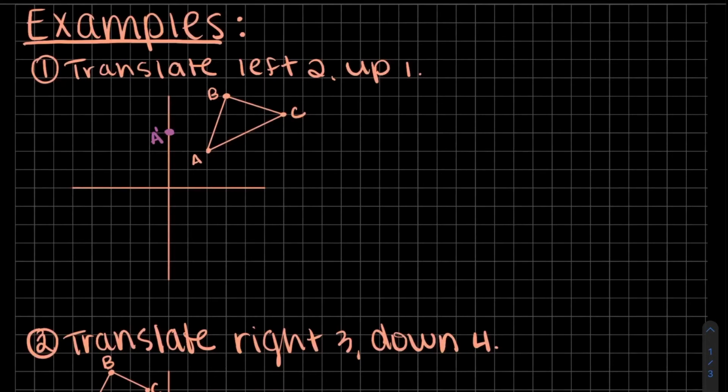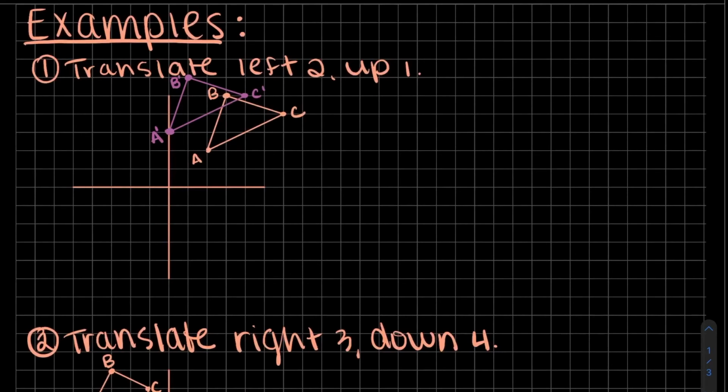You will then repeat this process for point B. Go to point B and move left 2 boxes, up 1 box. And this is the location of your new point B, B prime. You will finish up with point C doing the same process. Move point C left 2 boxes, up 1 box. And this will be your new point C, called C prime. The final step is to connect these points, and this will give you your new triangle.